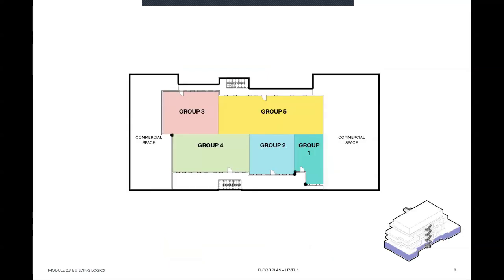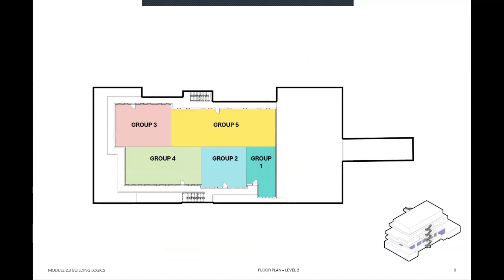Moving on, this is my floor plan for my first floor. We can see how these different units are laid out, and we also see how the commercial space wraps around these residential units, allowing access to the streets. And then we move on to level two. Our floor plan pretty much stays consistent.